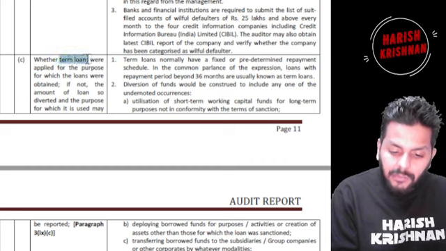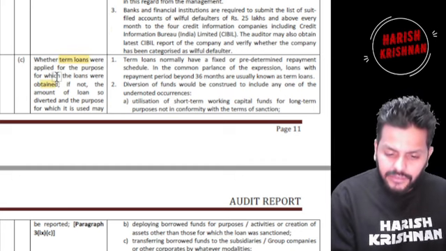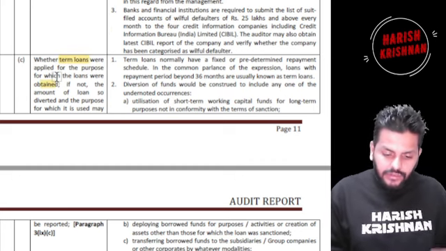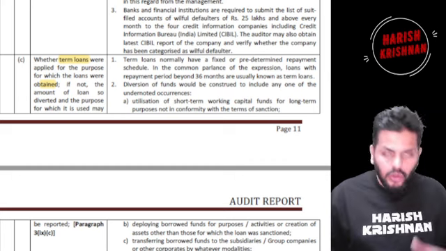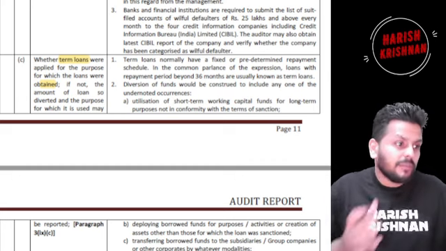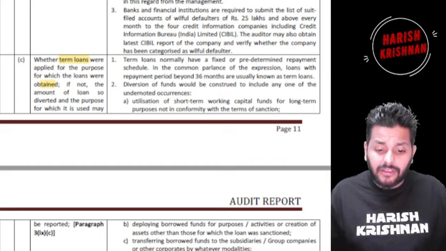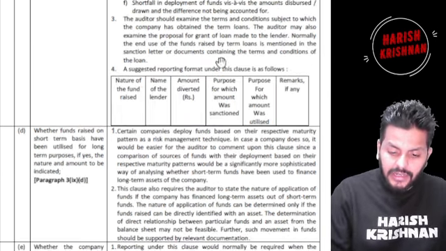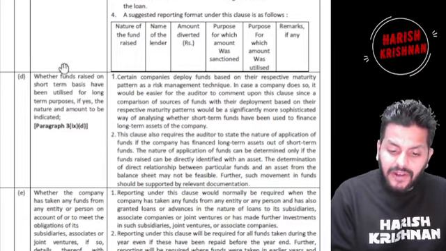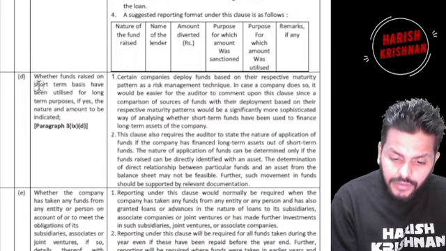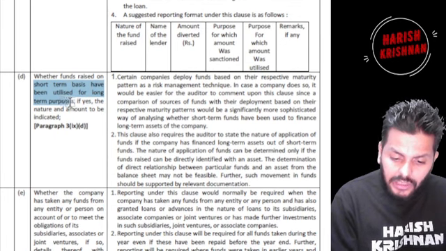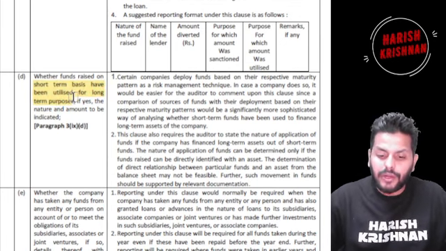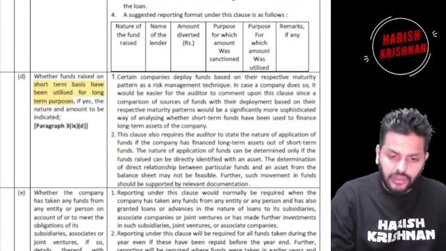And then whether term loans were applied for the purpose for which they were obtained. This is a point that you already know. Term loans are applied for the stated purpose. Money from IPO or FPO, whether they have been applied for the stated purpose. I guess you know those points. There need not be any tension. Whether funds raised on a short-term basis have been utilized for any long-term purposes, a new point added there, and you've got to cross-check on that one.